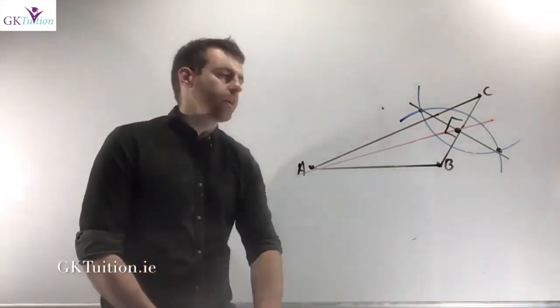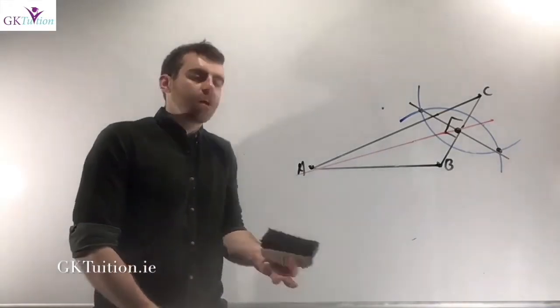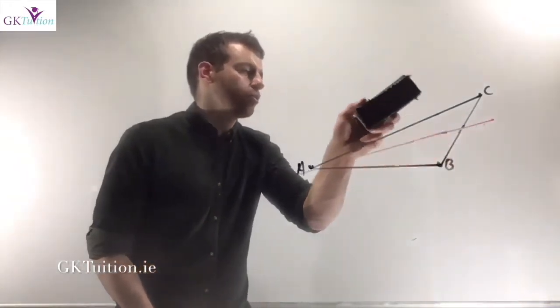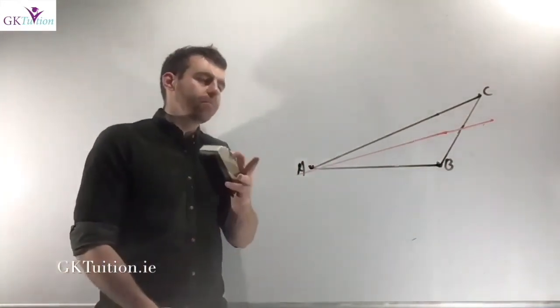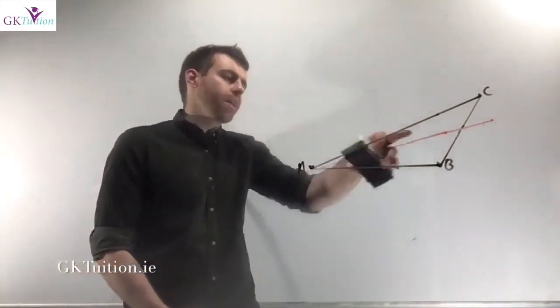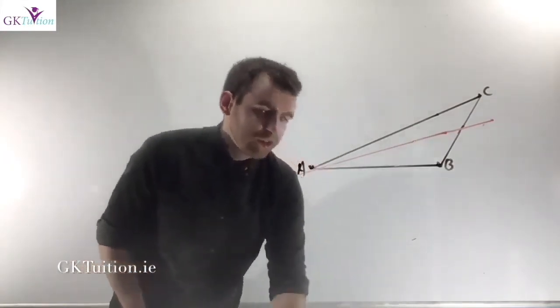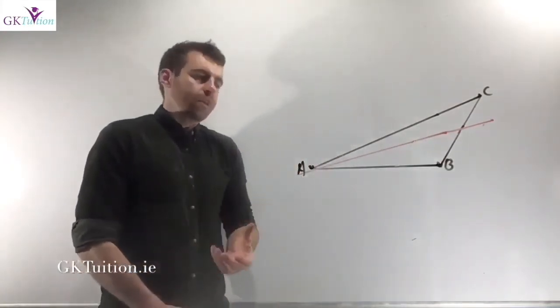Now, once again, I'm going to eliminate my construction lines, although obviously you need to keep your construction lines there. If I eliminate my construction lines, I'm left simply with the median, so it goes through A and it goes through the midpoint of BC. In order to identify the centroid, I now need to find another median.